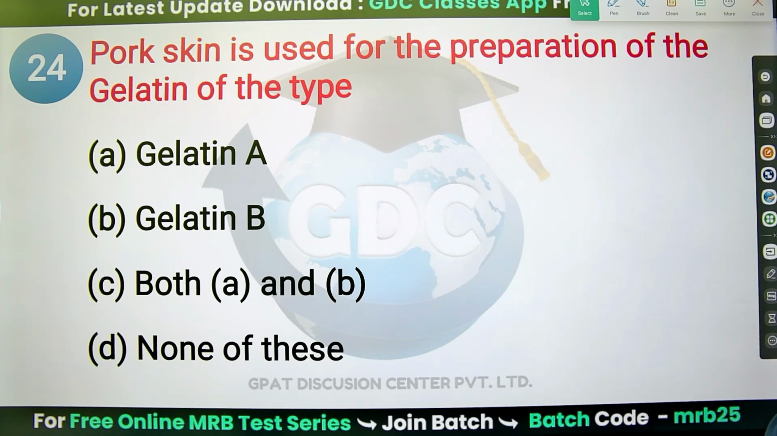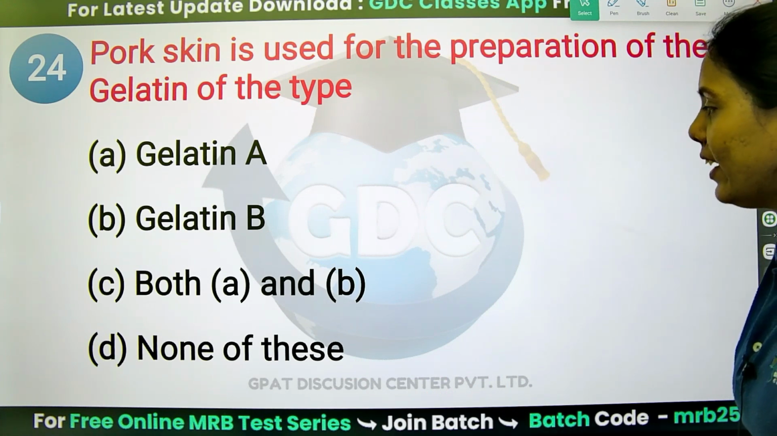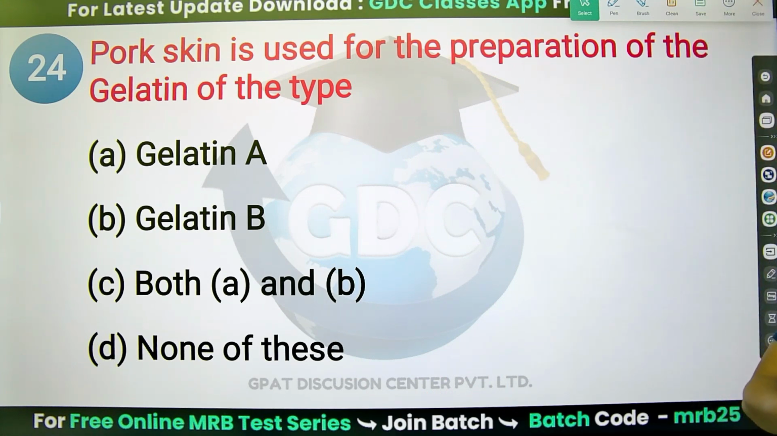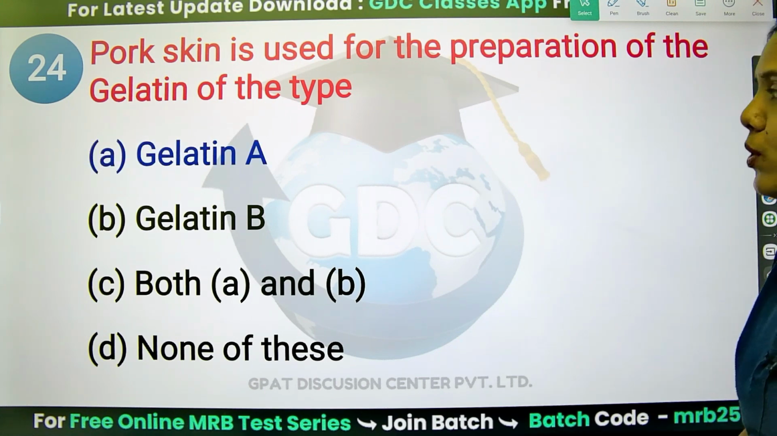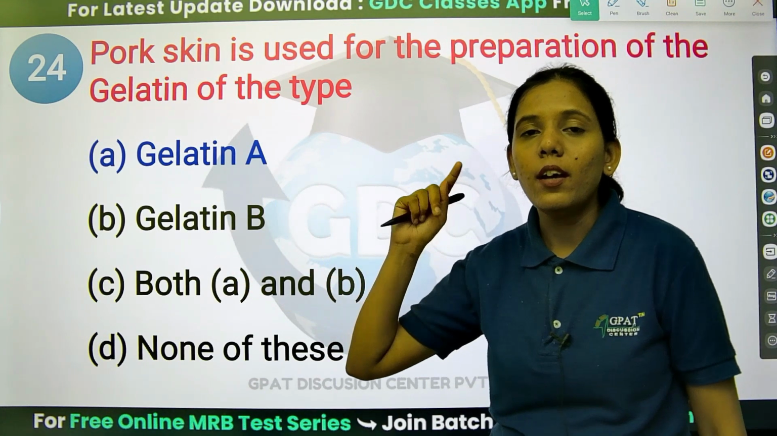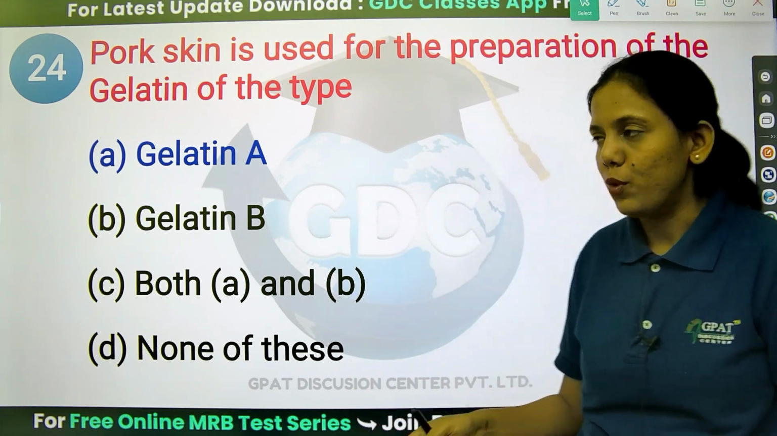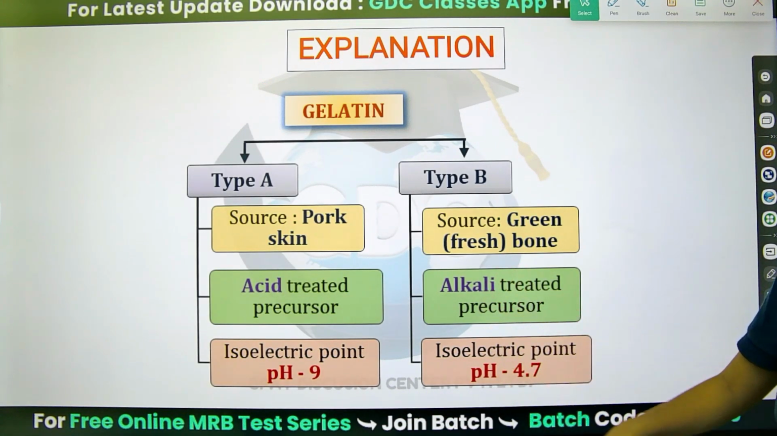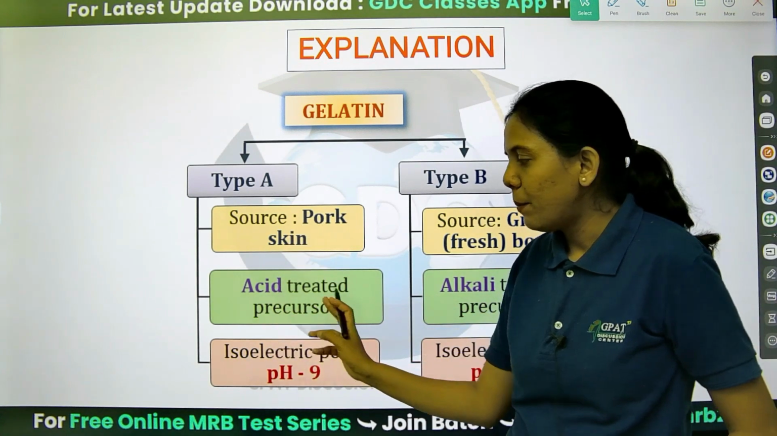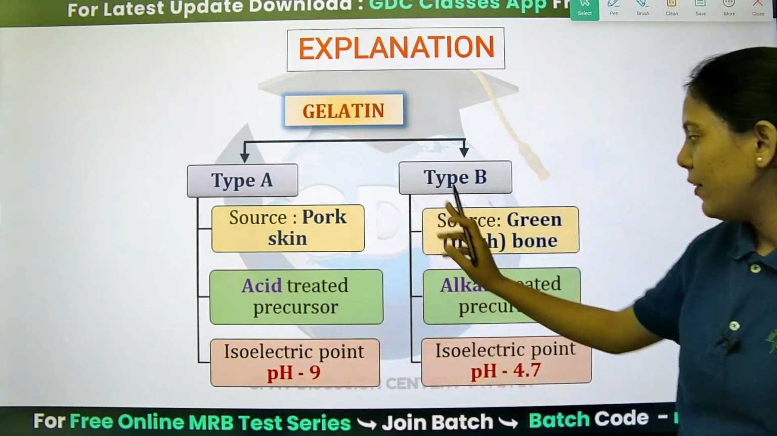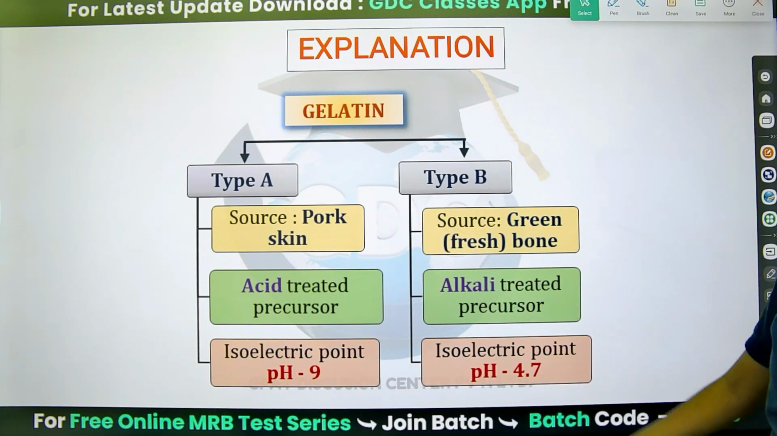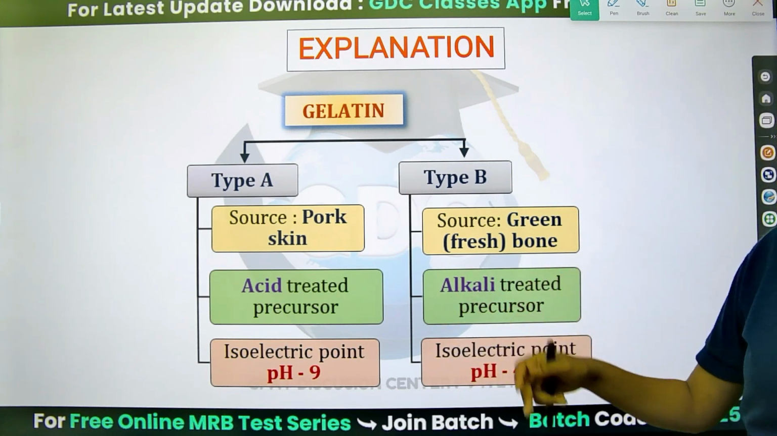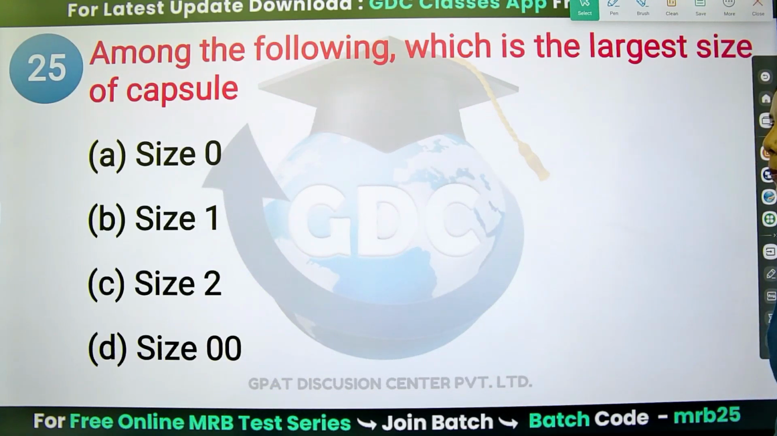Pork skin is used for the preparation of gelatin of which type? Gelatin A, B, or both A and B? As we discussed, we are using A. Gelatin B is from green bones or fresh bones. So gelatin A is from pork skin. A is for acid precursor treated, B is for base, that is alkali. The isoelectric point we have already discussed for gelatin A and gelatin B.